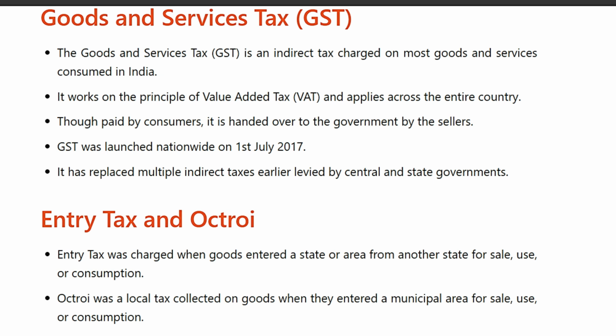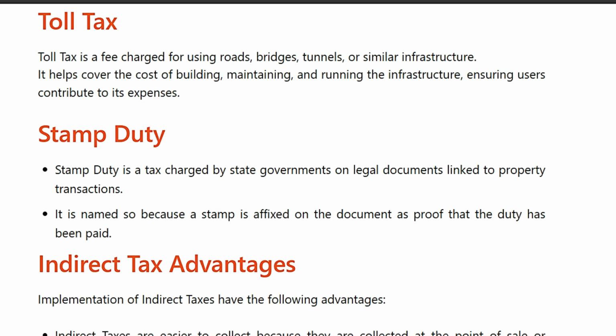Entry tax and octroi. Entry tax was charged when goods entered a state or area from another state for sale, use, or consumption. Octroi was a local tax collected on goods when they entered a municipal area for sale, use, or consumption. Toll tax. Toll tax is a fee charged for using roads, bridges, tunnels, or similar infrastructure. It helps cover the cost of building, maintaining, and running the infrastructure, ensuring users contribute to its expenses.